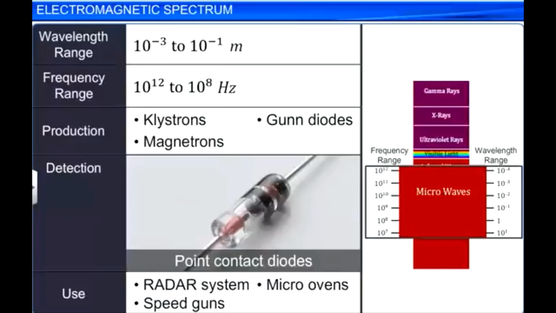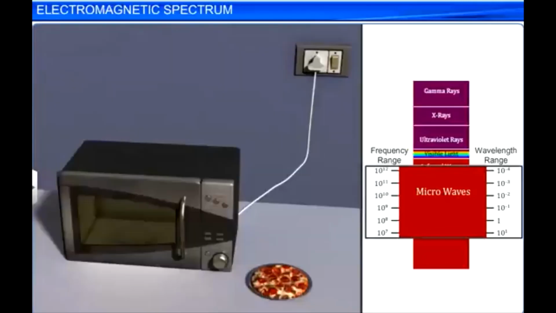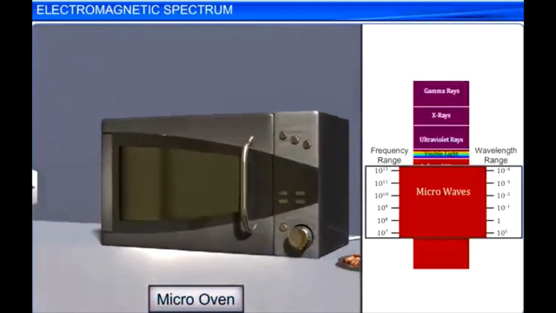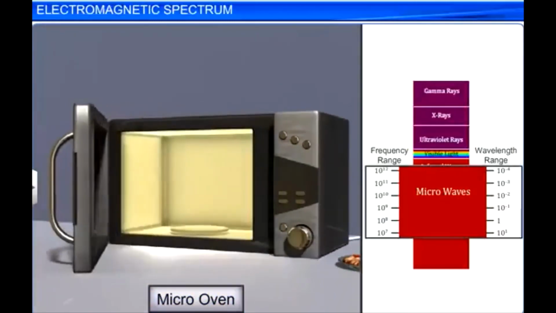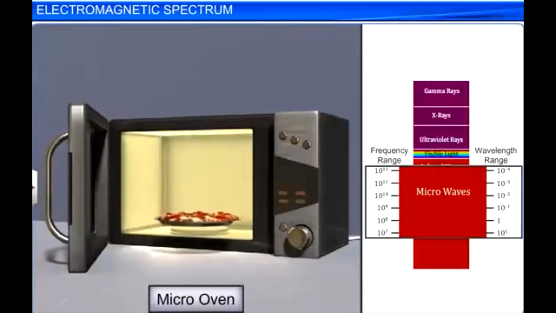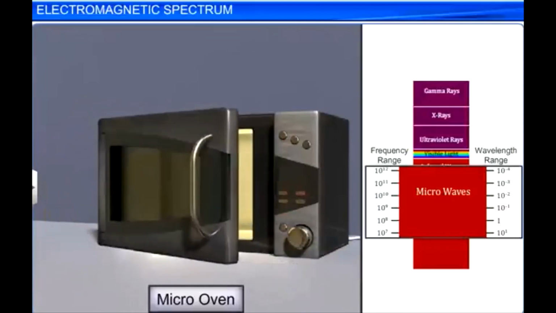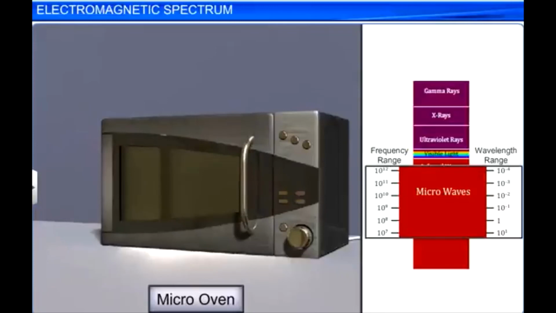In microwave ovens, the frequency of microwaves is selected such that it is in resonance with the frequency of the water molecule. When the microwaves are incident on the food material placed in the microwave oven, the water molecules in the material oscillate with maximum amplitude. Thus, the average kinetic energy of the molecules increases, which increases the temperature of the food material.